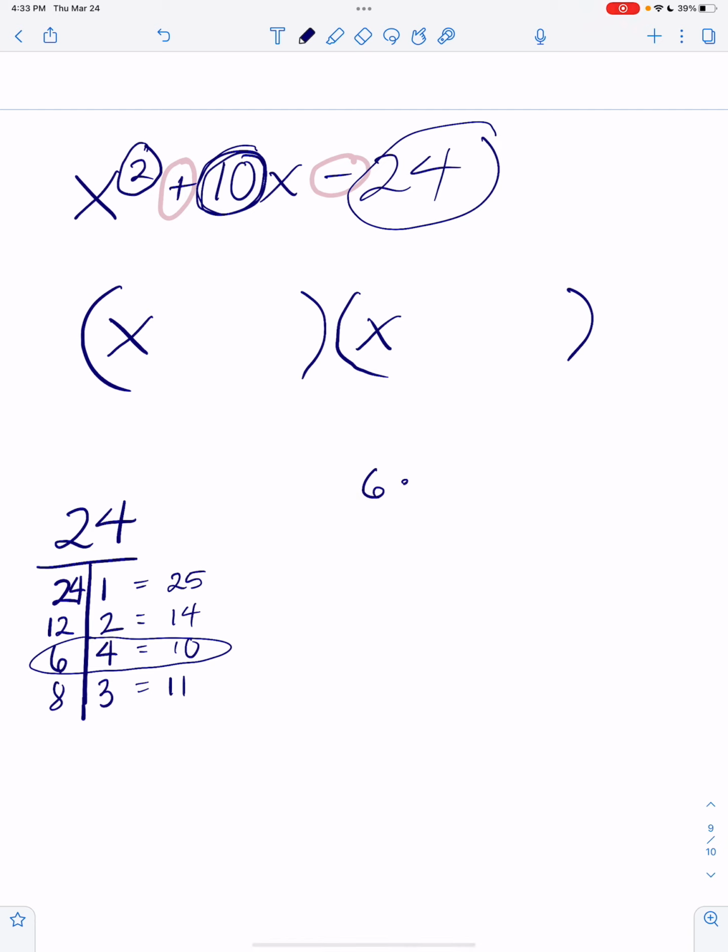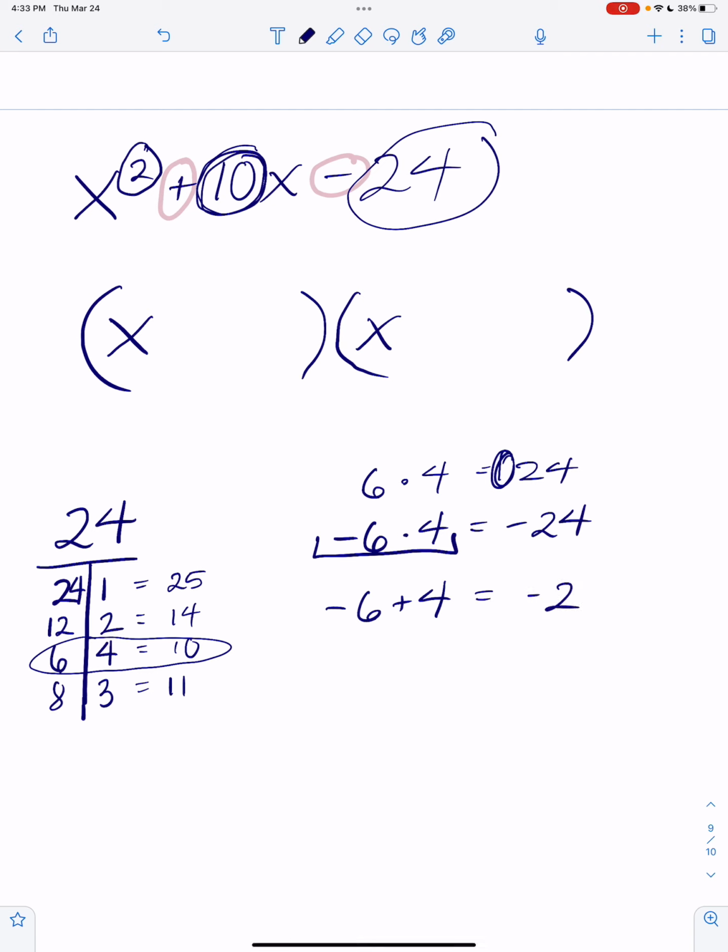So 6 times 4 is 24, but we need a negative 24, and this is a positive 24. So how can we make it a negative 24? Well, we could make one of these numbers negative. So let's try that. Let's give ourselves a negative 6 times 4. Well, that gives us a negative 24, but now we have to add this pair. Let's see, negative 6 plus 4. Uh-oh, that gives me a negative 2. Well, that's not 10, so that's not going to work.